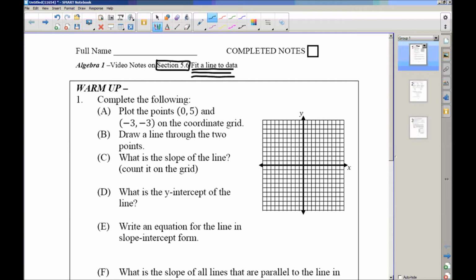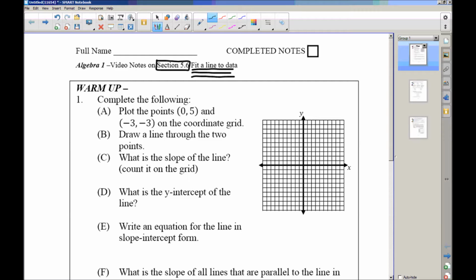All right, so if you have not tried this warm-up, please pause the video. It does you no good to copy these things. This is great practice and helps you get ready for our test. So pause the video, do it yourself, and then come back and check, okay?